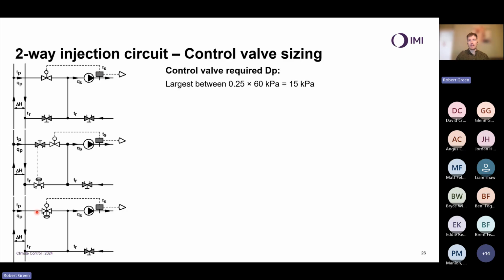Again, we want the largest between 0.25 times 60, i.e. pump head, which is 15 kilopascals, and the differential pressure required, i.e. my available head plus the control valve plus the stud, i.e. 45 minus 3, 42 kilopascals in the case of this. In the case of here, we have the control valve plus my differential pressure controller is 5, plus the minimum balancing valve is 3, 37. So in this case, we're going to be sizing for 42 or 37 kilopascals respectively.